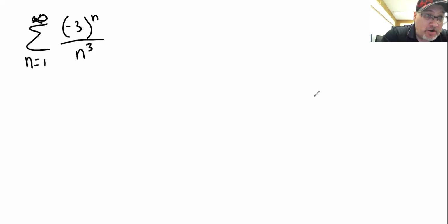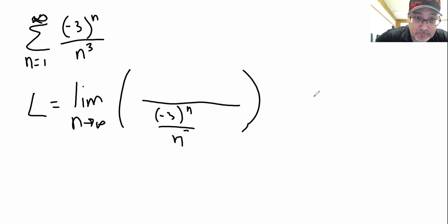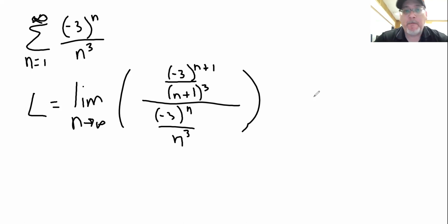To do that, we have to start by setting L equal to the limit as n approaches infinity of the ratio of consecutive terms. Now, what goes in the bottom is the current term as is, so (-3)^n over n cubed. What goes on top would be the next term after the nth term. In other words, you just replace all the n's with n plus 1s, and we get (-3)^(n+1) over (n+1) cubed.